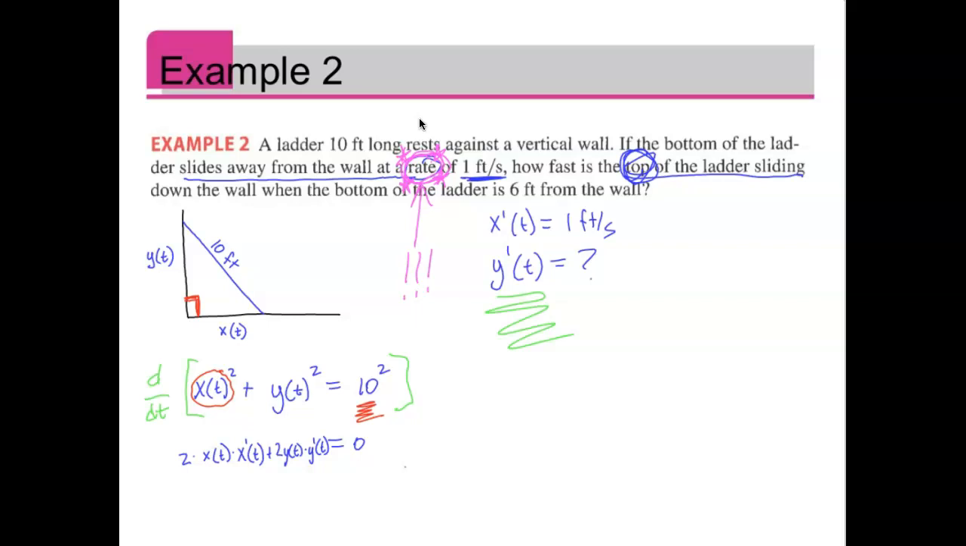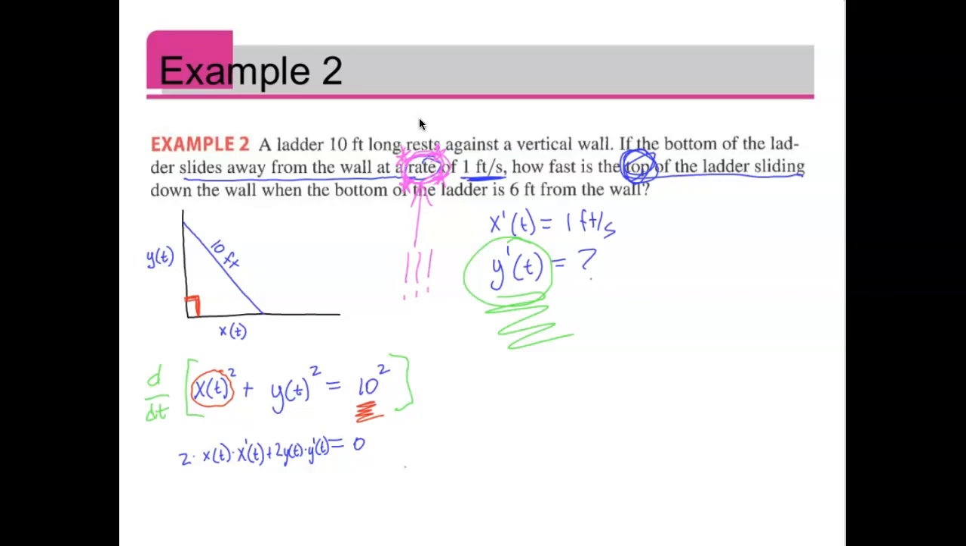Right? So in these related rates problems, once you've taken the derivative, your goal is to fill in values for everything but the thing you're trying to solve for, which is, for us, y prime. So everything else I want to be able to fill in some values for.